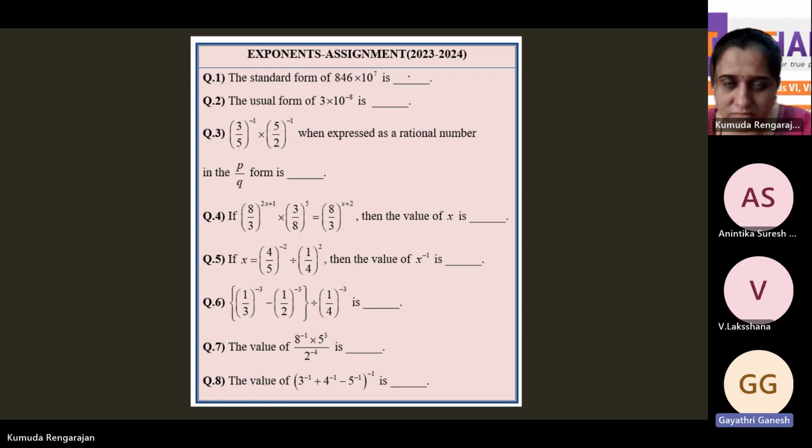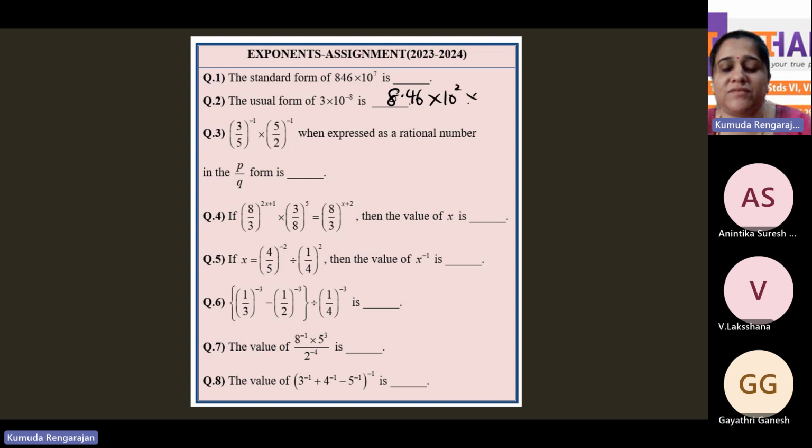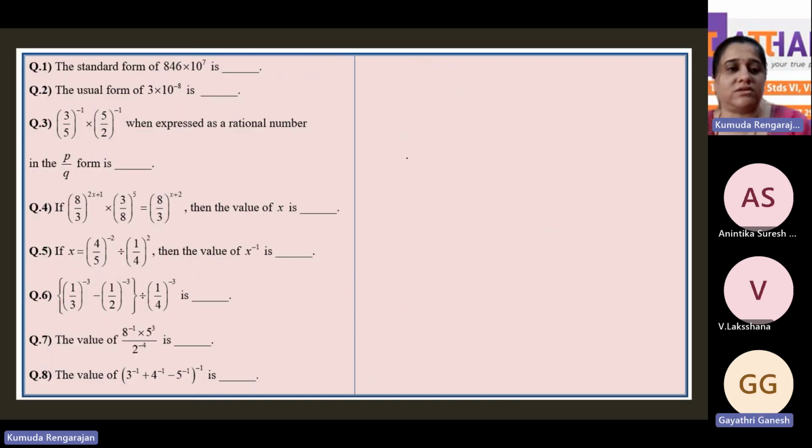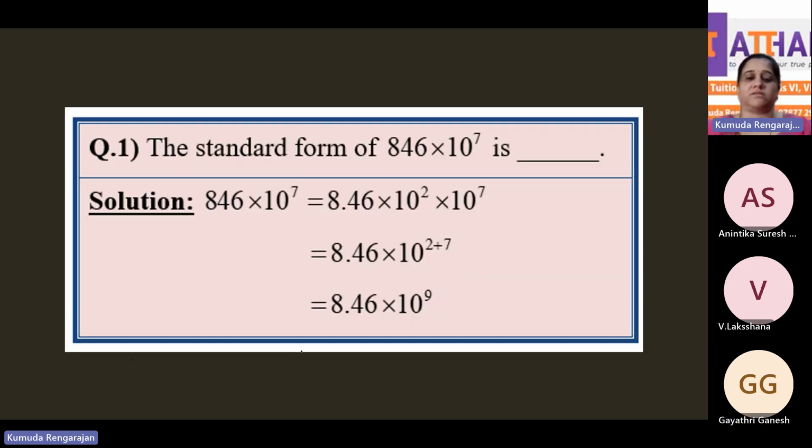8.46 into 10 power 2 into 10 power 7, ma'am. You must simplify that. Then you need to simplify this. What is 10 power 2 into 10 power 7? 10 to the power 9. Yeah, right. Correct. You're right, Gayatri.